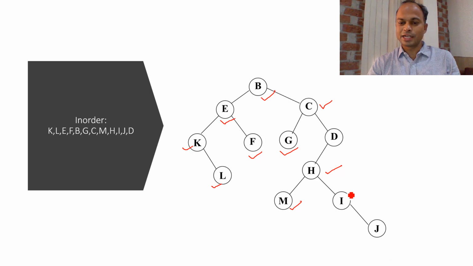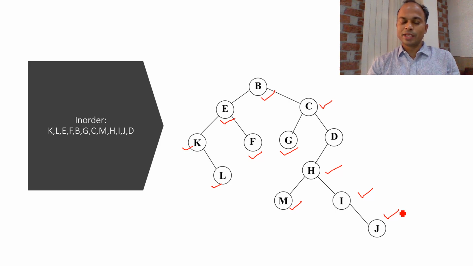This is our right subtree. Further, I is the root of the right subtree. We have to visit left first, but left is not available. Then we have to visit the root. We visit the root I. Now we have to visit the right, and we have visited J. In this way, we can visit our left subtree and right subtree.